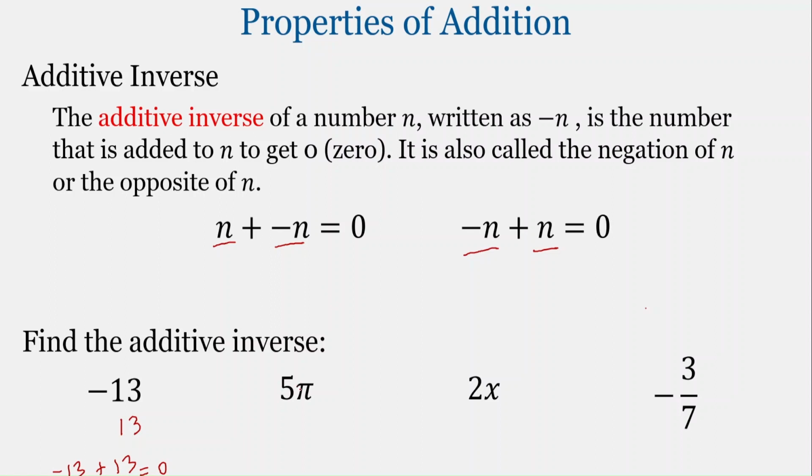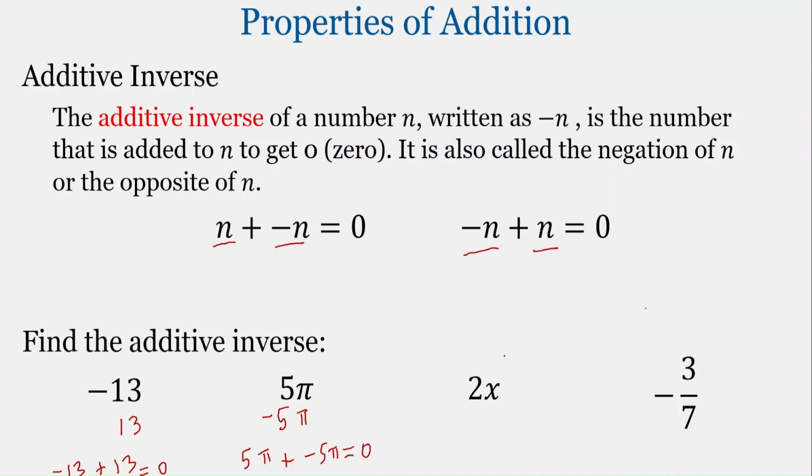Now we have 5 pi. Remember, pi is an irrational number. But all these properties work with all of the real numbers, and pi is a real number. The additive inverse of 5 pi is negative 5 pi. So 5 pi plus a negative 5 pi is equal to 0.